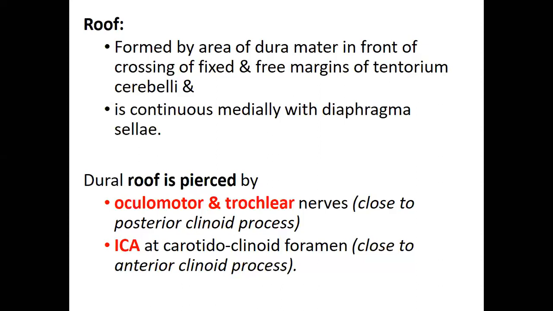and the internal carotid artery at the carotidoclinoid foramen, which is close to the anterior clinoid process. So the oculomotor and trochlear nerves are close to the posterior clinoid process, and the internal carotid artery is close to the anterior clinoid process.